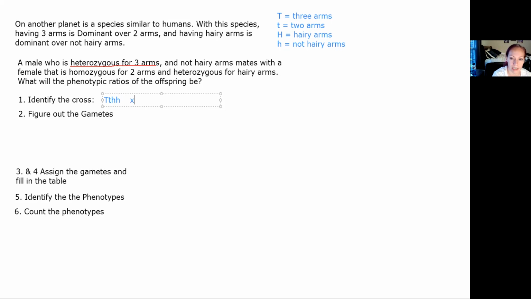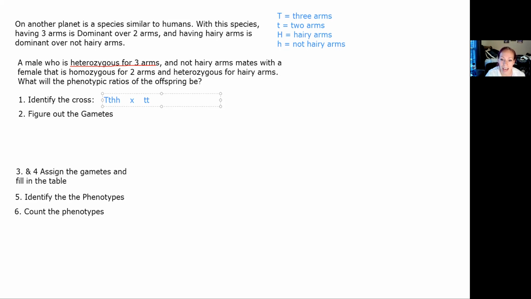Now let's figure out what his mate is. She is homozygous for 2 arms, homo meaning same. She's got that recessive trait of 2 arms. If she is homozygous for 2 arms, the recessive trait, that means she's going to be lowercase t, lowercase t.